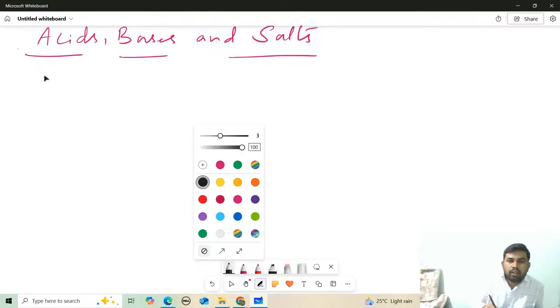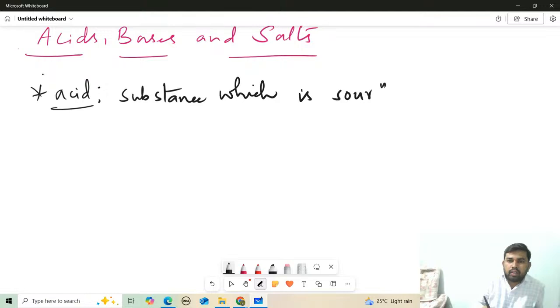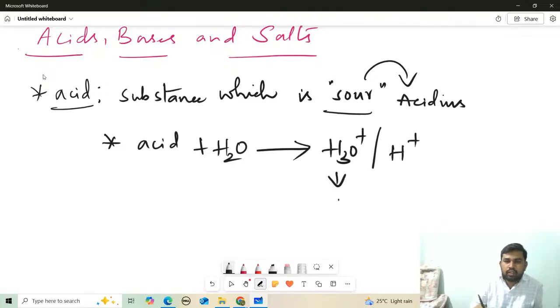Acids, bases, and salts. First, we need to know what we mean by acid. Acid is a substance which is sour in taste. This is important: the word sour comes from the Latin name acidus, and that's why it is called acid. Generally, when acids are dissolved in water, this is very important, they produce H3O plus ions, or we can say H plus ions. This is called hydronium.